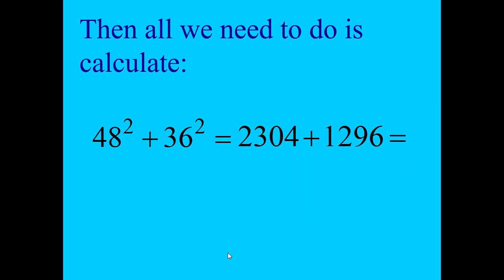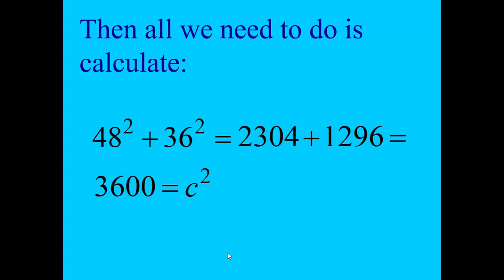So now we just want to calculate it. 48 squared is the same thing as 48 times 48, plus 36 squared is the same thing as 36 times 36. Those are super huge numbers, so to save us, at this point in time, we would like to use calculators. 48 squared is 2,304. 36 squared is 1,296. When we add these together, we get the solution that 3,600 is equal to c squared.